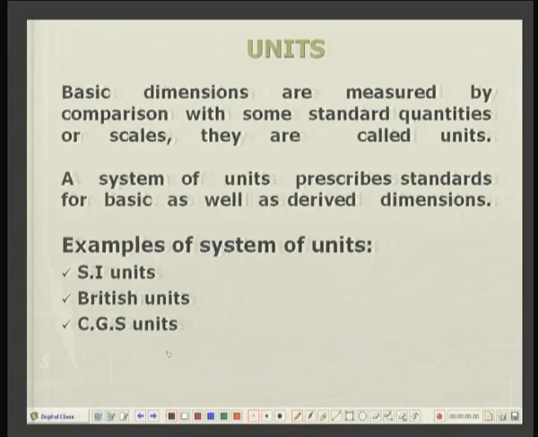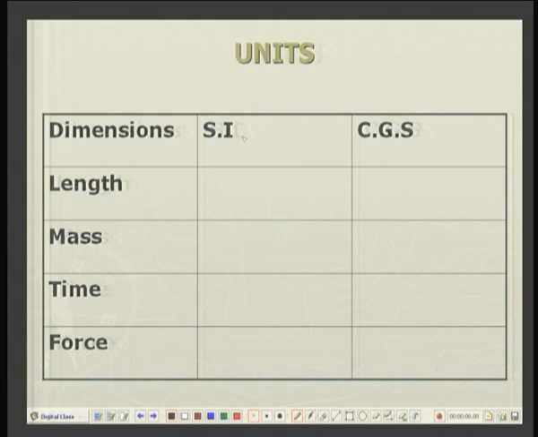There are basically three prevalent systems of units. One is SI units, that is standard international units, then British units, and CGS units. In India we have been using SI units, and most of the world also accepts them. British units have limited appeal; they are still prevalent in Britain, America and a few other countries, and CGS units are mostly used in physics topics. Let me compare two types of units. One is SI units, the other is CGS units.